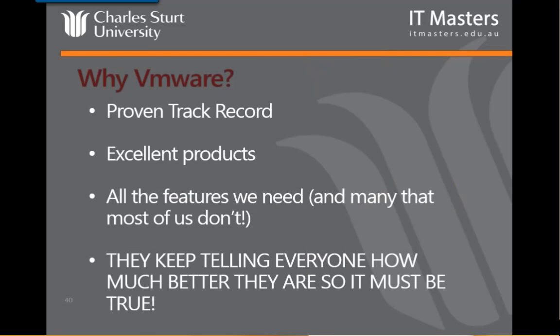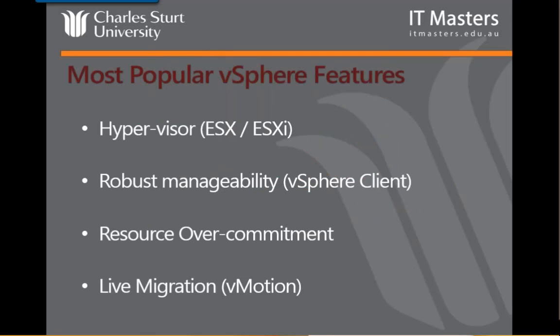Okay, why VMware? They definitely have a proven track record, excellent products, and all the features that we need, even though most of us don't use them. Again, VMware will tell you VMware is better, and Microsoft will say Microsoft is better. When it comes to VMware, there is the hypervisor, ESX and ESXi, the vCenter manager, the vSphere client, and live migration with vMotion.